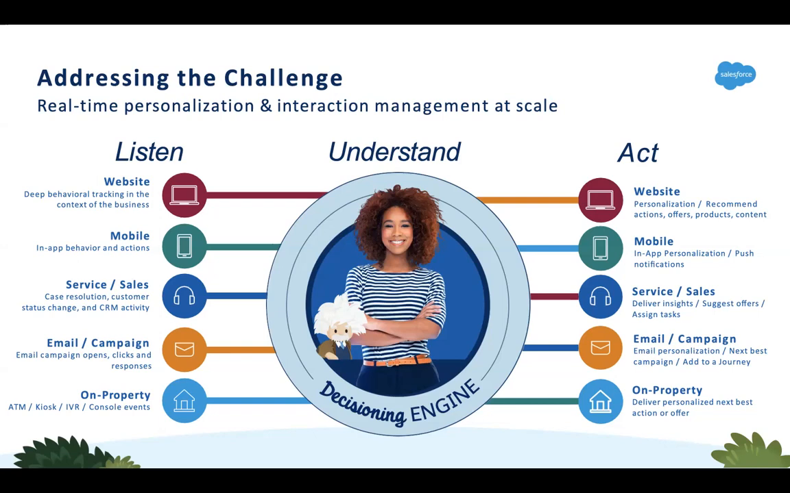We have different channels like website, mobile, sales, service, multi-channel platforms, and marketing email campaigns. When we talk about kiosks, IVR, POS terminals, ATMs, console events, and all these things, each and every channel has its own tracking. Websites have deep behavioral tracking in the context of business. With sales and service, sales nurtures and qualifies your leads, and service supports your business by resolving cases. They capture all your CRM activities. And for emails, with Marketing Cloud, you can use campaigns, opens, clicks, and responses, all the engagement.